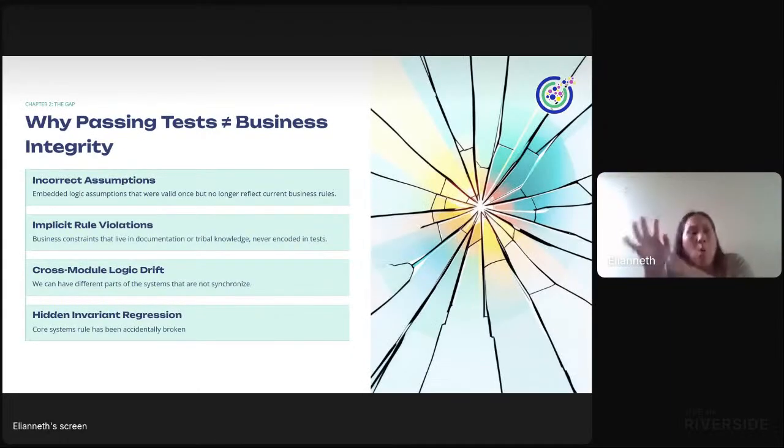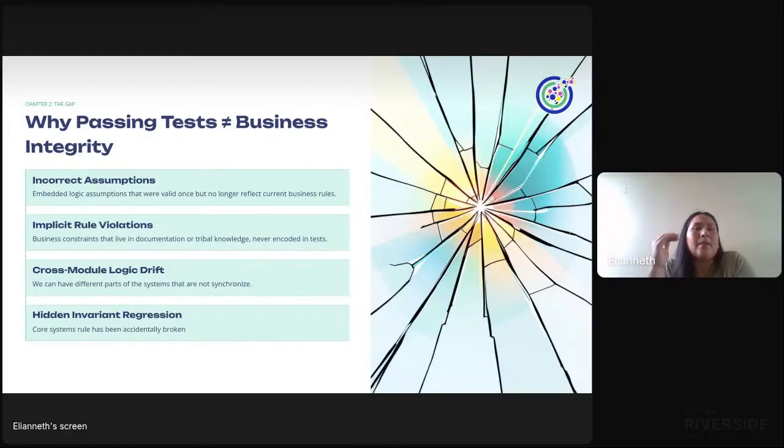And what exactly is different about passing tests versus business integrity? So first of all, the first layer that we need to check is that sometimes we have some incorrect assumptions. We can embed logic assumptions that were probably valid in the past but are no longer valid right now, and because maybe the team is not aware of that, they can actually encode all these assumptions.